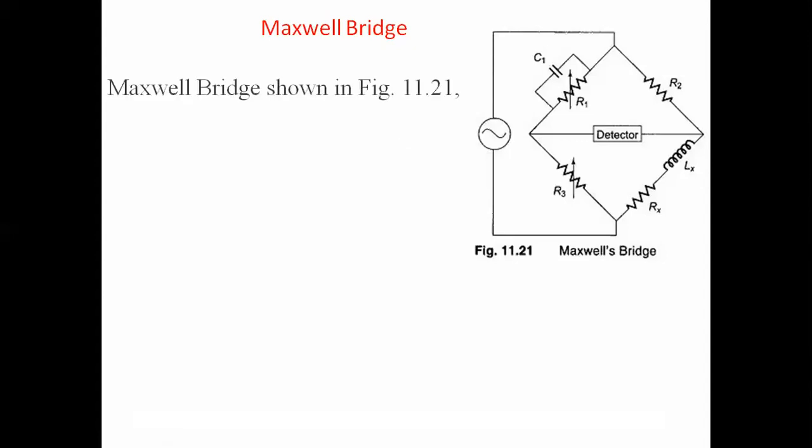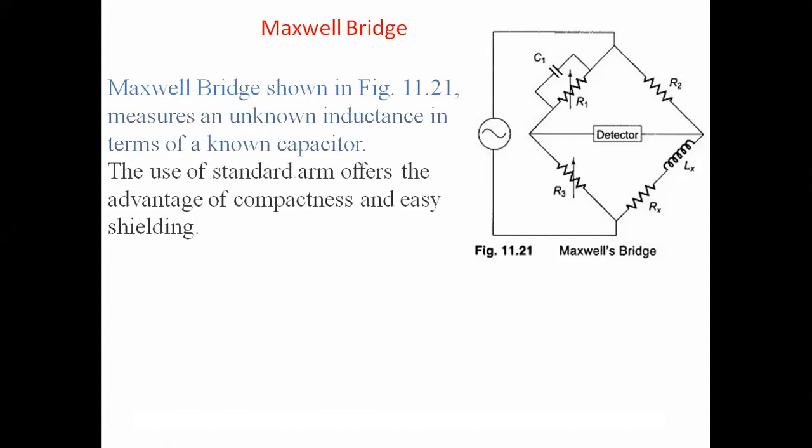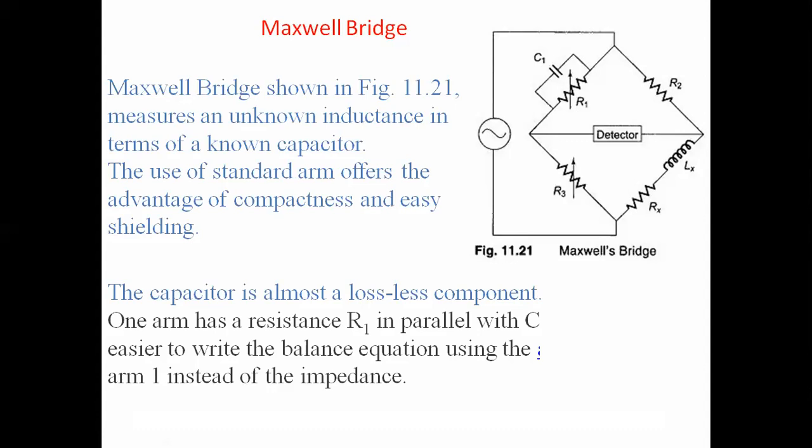The Maxwell bridge is shown here. It measures the unknown inductance in terms of a known capacitor. The use of the standard capacitor arm offers the advantage of compactness and easy shielding. The capacitor is almost a lossless component. There will be certain losses in capacitors, but we will consider it a lossless component.